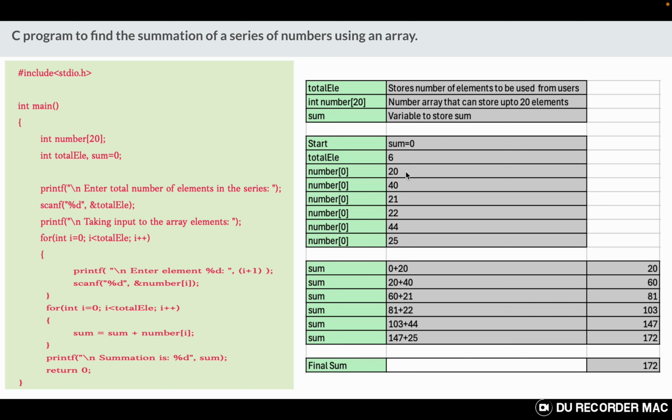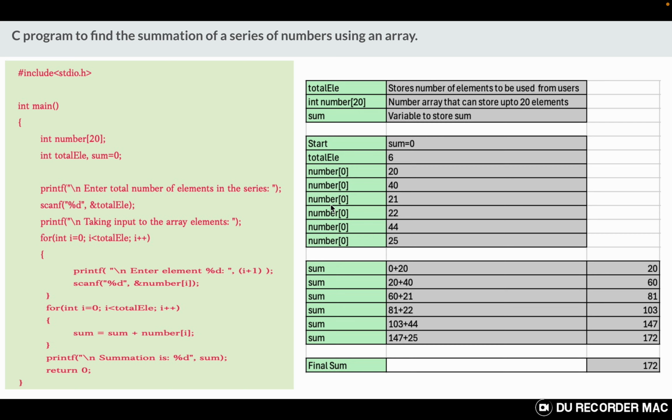So if you see here, number of 0, initially user has entered 20. After that what happens, this loop continues. Then after that user has entered 40. Then again this loop continues, user has entered 21. This loop continues, user has entered 22. Loop continues, user has entered 44. Loop continues, user has entered 25.